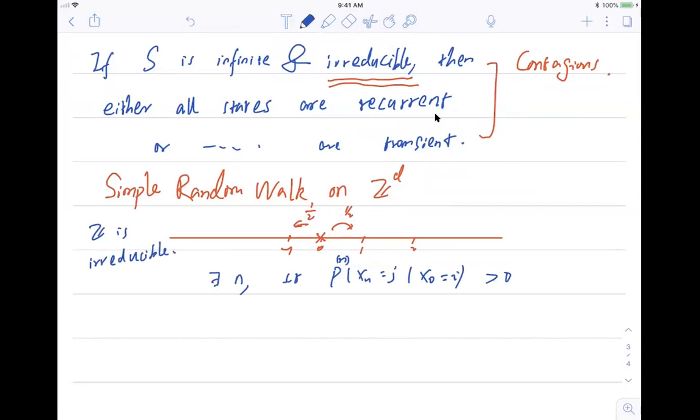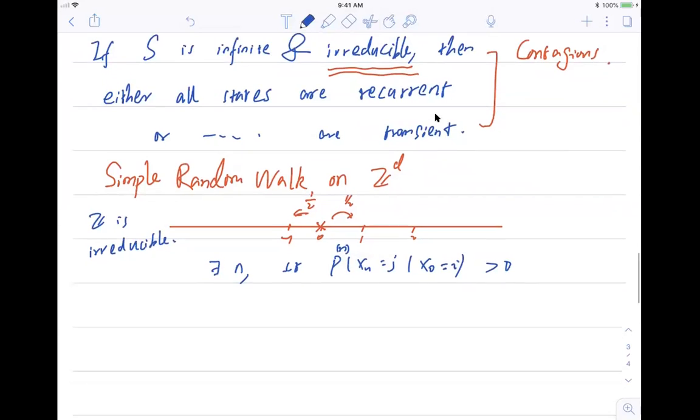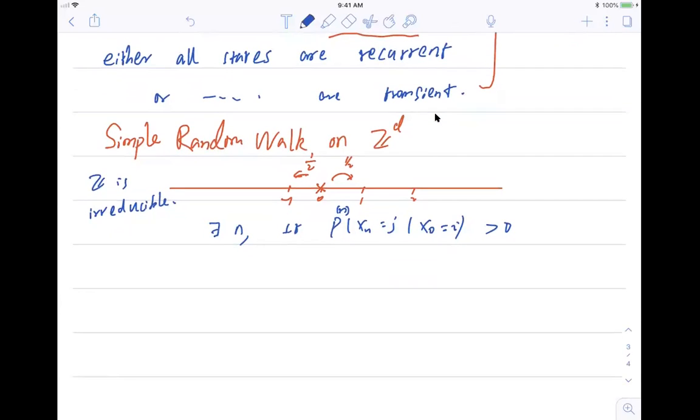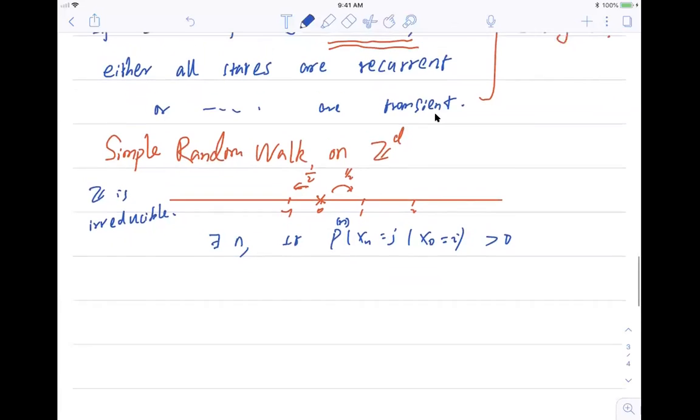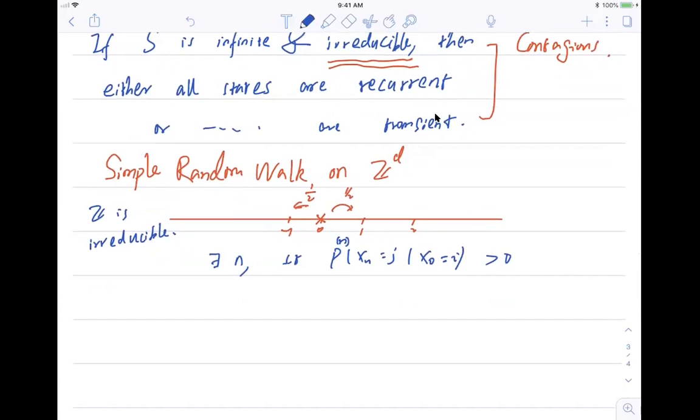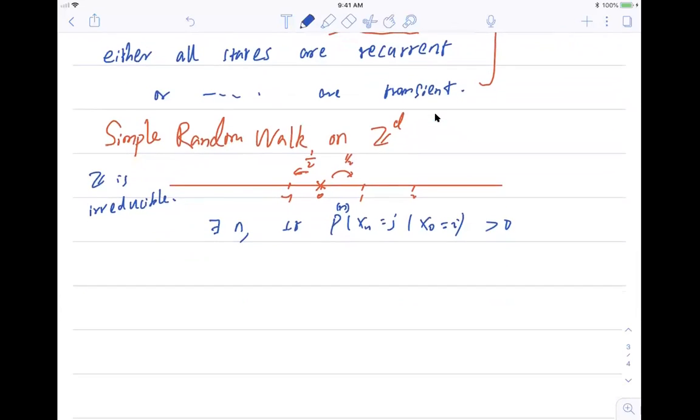So if you can show the random walk's 0 state is recurrent for the simple random walk, then all the states are recurrent. In this case, we can just say this random walk is recurrent or transient. If the state space is irreducible, we can just call a Markov chain recurrent or transient, instead of saying one state is recurrent or not.